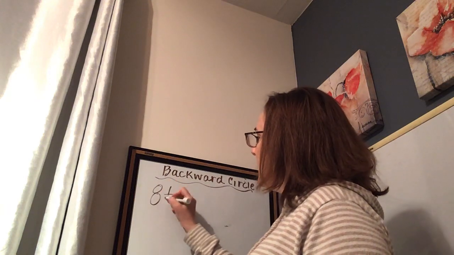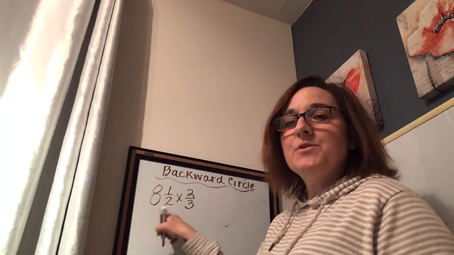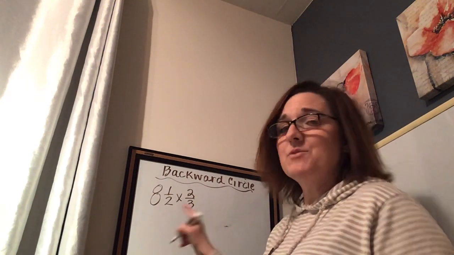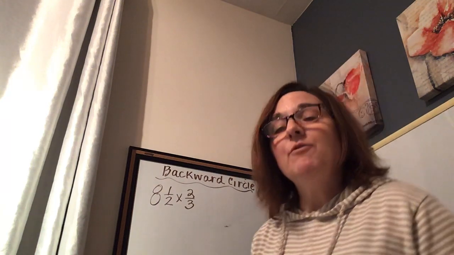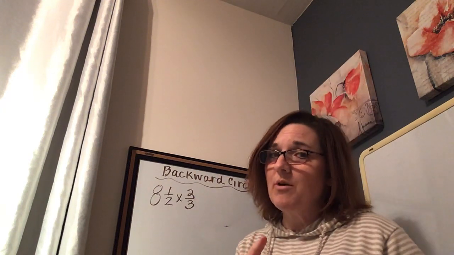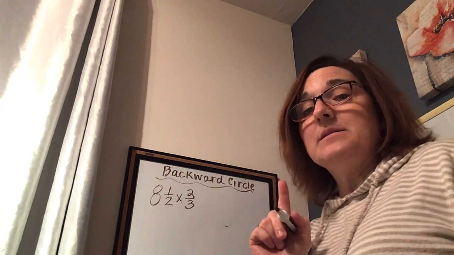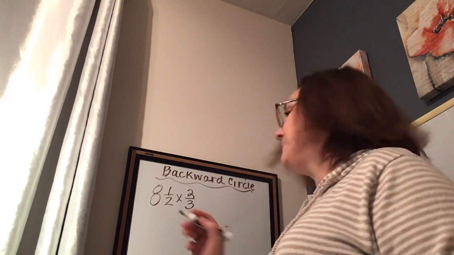So our first problem we're going to get is 8 1/2 times 2/3. Now, sometimes the mixed number is going to be first, sometimes the mixed number is going to be second, sometimes you're going to have two mixed numbers. You just have to make sure that you're paying attention to that. So if you have a mixed number, you've got to do that backward circle step. Do not switch the order of your fractions. You never know, especially when we're going to do division. So make sure you pay attention to that.